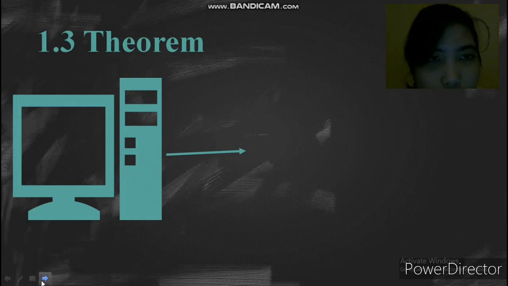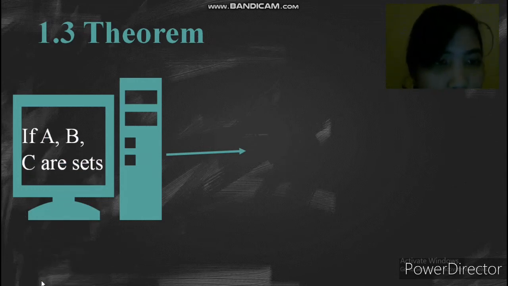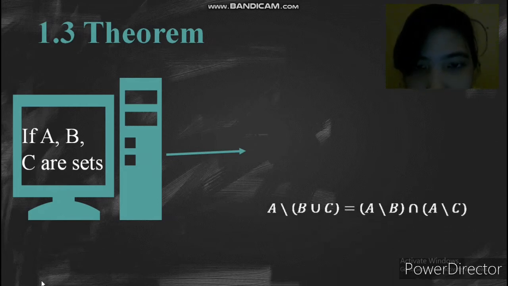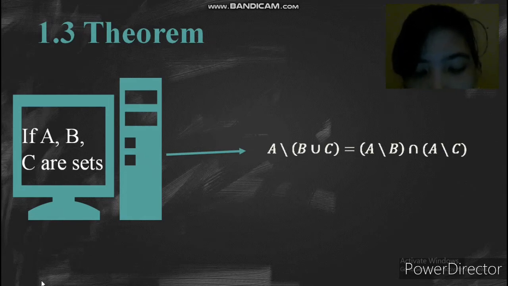And next, 1.3 Theorem. If A, B, and C are sets, then the complement of the union of sets B and C relative to A is the intersection of the complement of B relative to A and the complement of C relative to A.